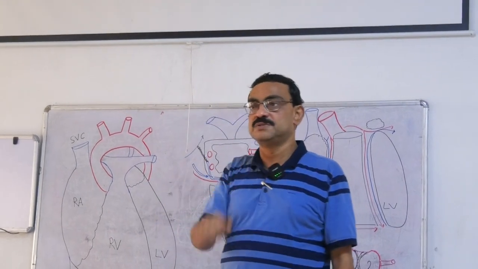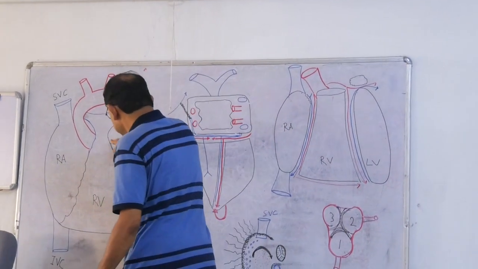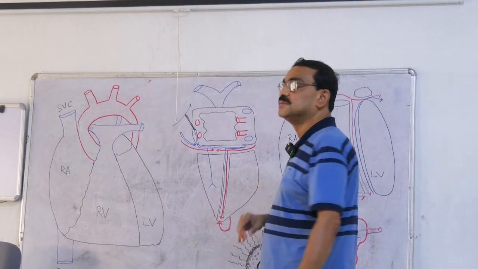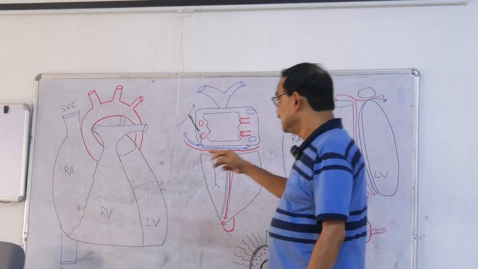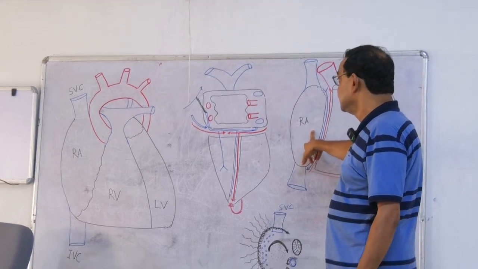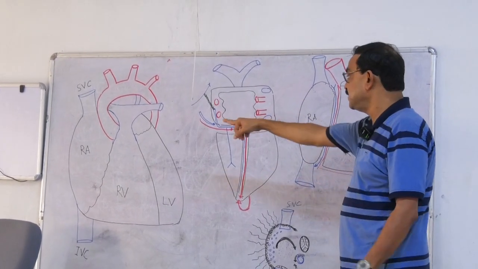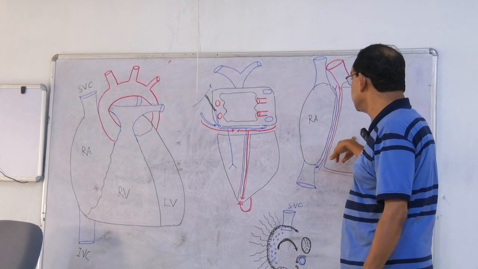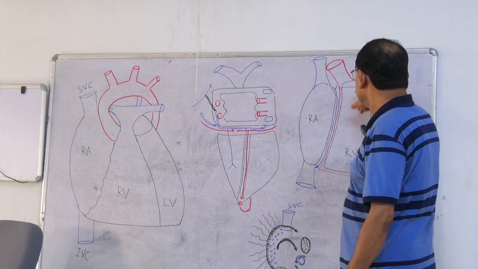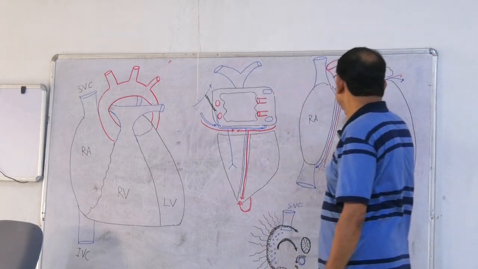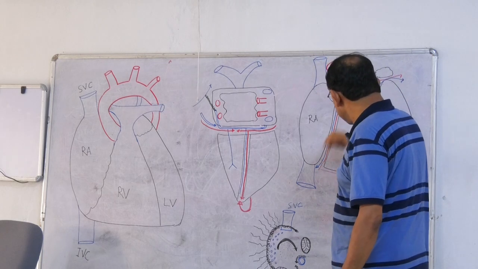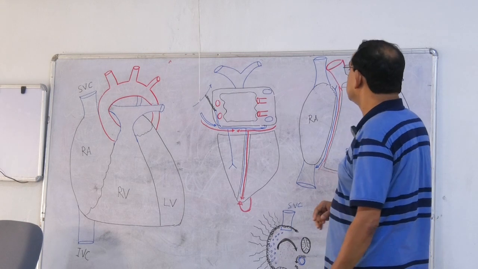Now, about the grooves, we can see there are some grooves. The same figure is shown here. This is the right ventricle, right atrium, left ventricle, okay. This is the pulmonary trunk, and from the left ventricle you can see the aorta is coming out. So we can see there are some grooves.